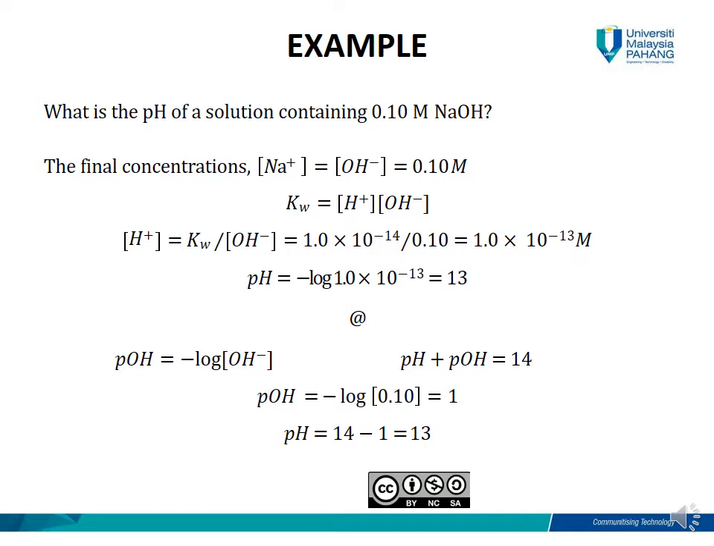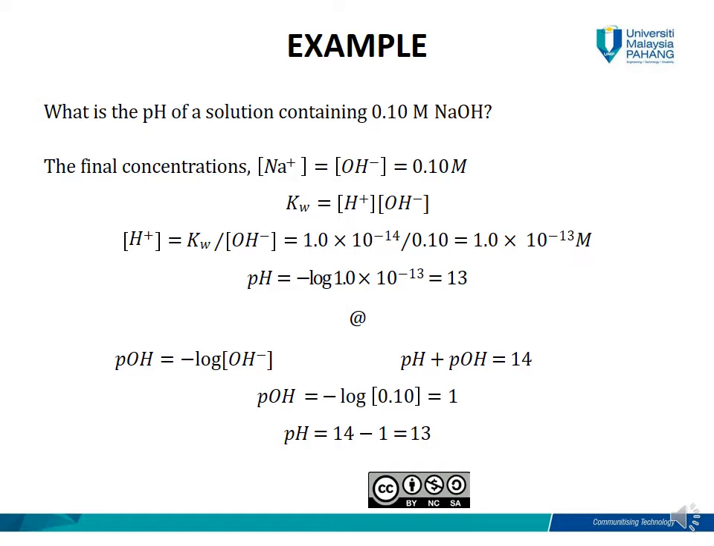I mean the base dissociation chemical reaction, and after that you can identify whether there is H plus or OH minus. So it is much easier to identify. So here, for the final concentration, you can see that the sodium ion equals the hydroxyl ion, so it equals 0.1 molar.